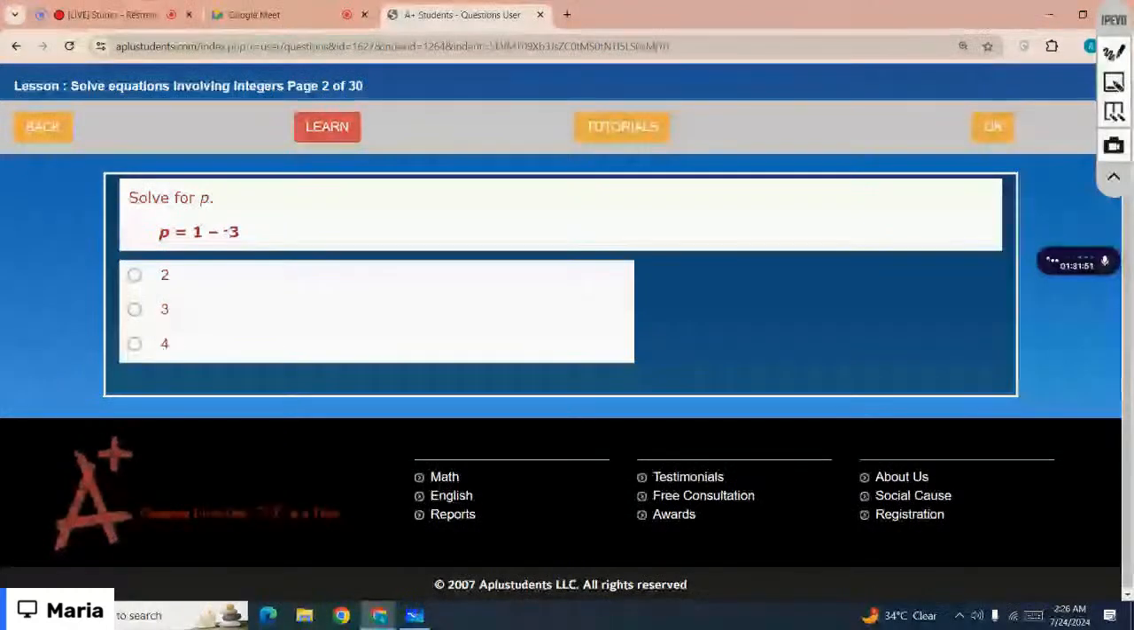Okay, solve for p. p equals 1 minus negative 3. Which is the correct option?